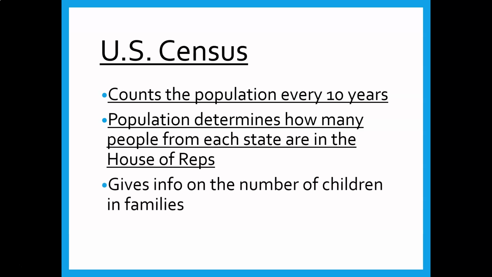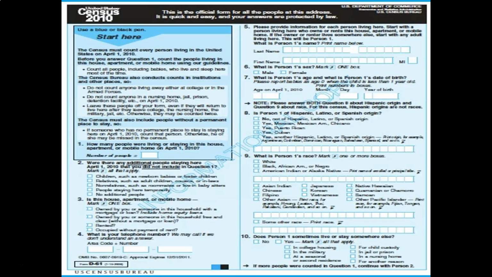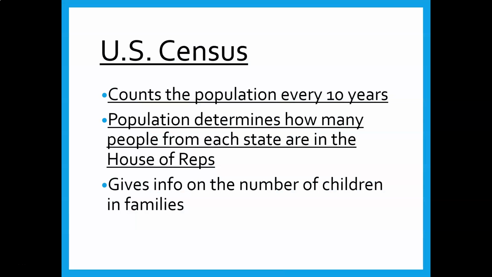Okay, it also gives info on the number of children in families. Generally they send you an application in the mail to fill out. Now, this year they actually had an online version of it that you could do. But most of the time people tend to fill it out and send it back through the mail.